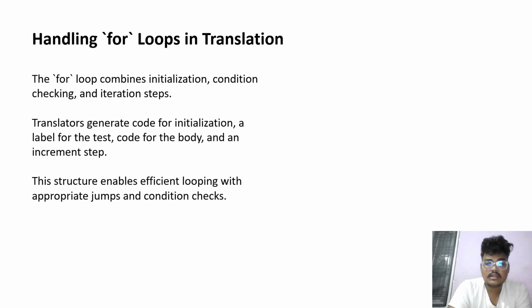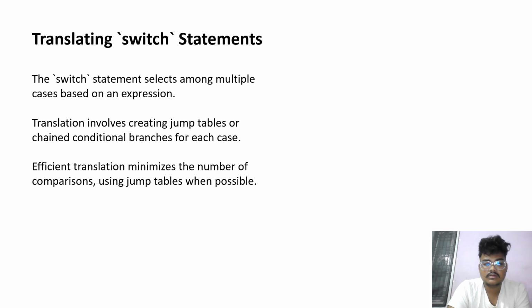Handling for loops. The for loop combines initialization, condition checking, and iteration statements. Translators generate code for initialization, a label for the test, code for the body, and an increment step. The structure enables efficient looping with appropriate jumps and condition checks.